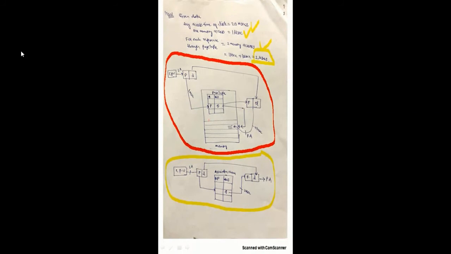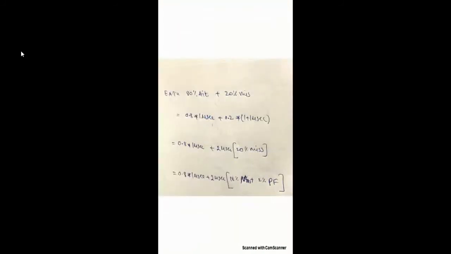For these three scenarios, we need to find out the effective access time, how much it will take. Now look, the effective access time, he has already given in the question. He has given that 80% of the time the page is present in associative memory. It means 80% of the time it is a TLB hit, and 20% of the time it is a TLB miss.